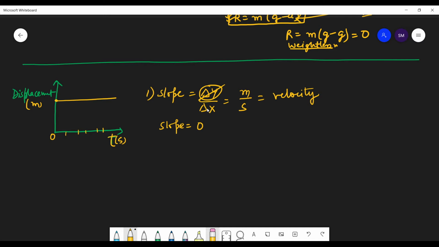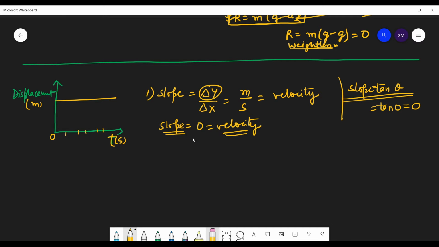And another thing is that in terms of angle, I told you that slope is equal to tan theta, remember? So here the angle that it is making with the x-axis is 0 because it is parallel to the x-axis. So tan 0 is equal to 0. So the slope is 0. It means the velocity is 0. Slope or velocity, that is the same thing.